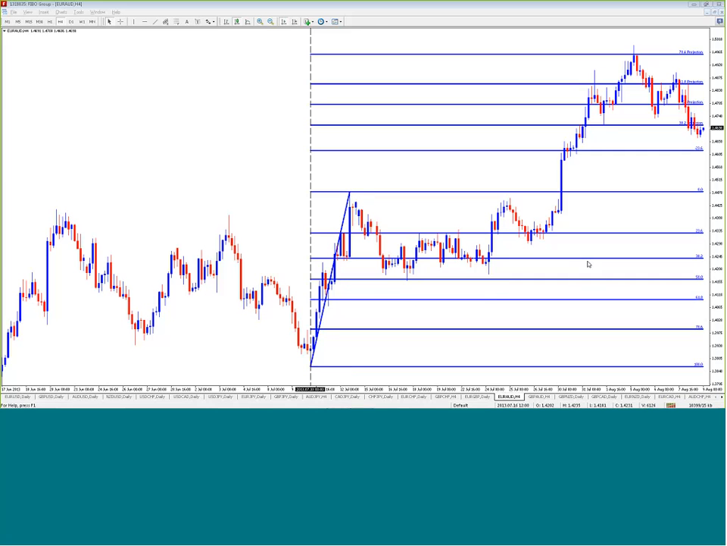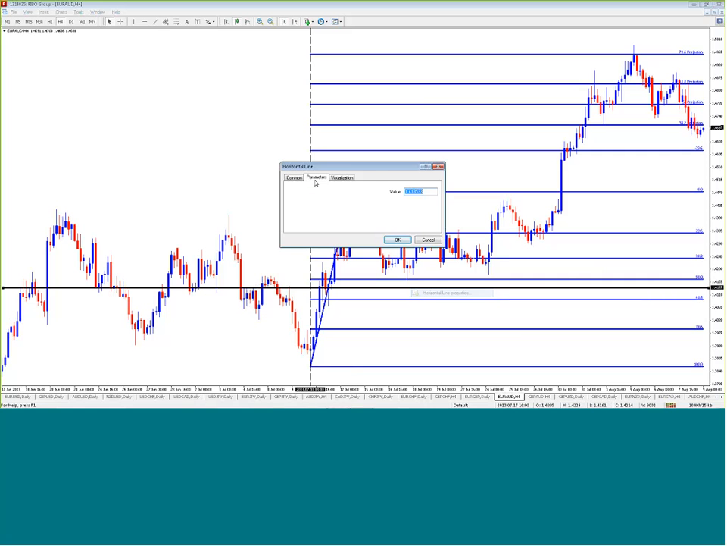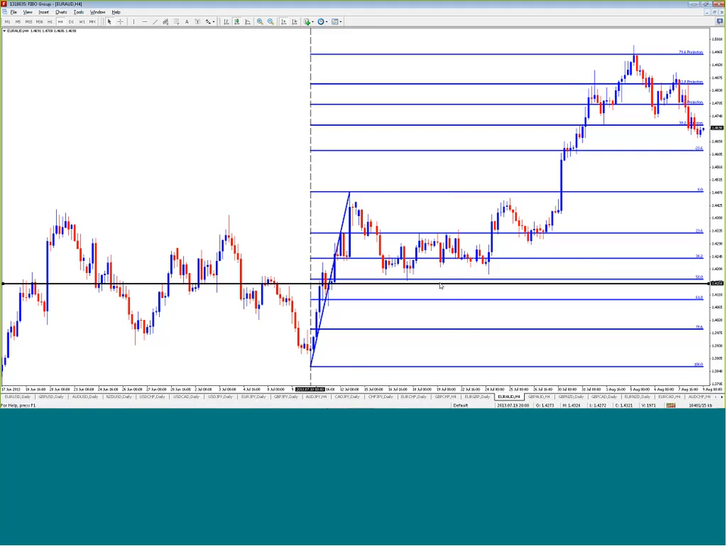I also like to look for large round figures. This low, 141.81. This low, 141.61. This low, 141.83. All of those lows did not break below 141.50. But you know what? Let's round this up to the big figure, 142.